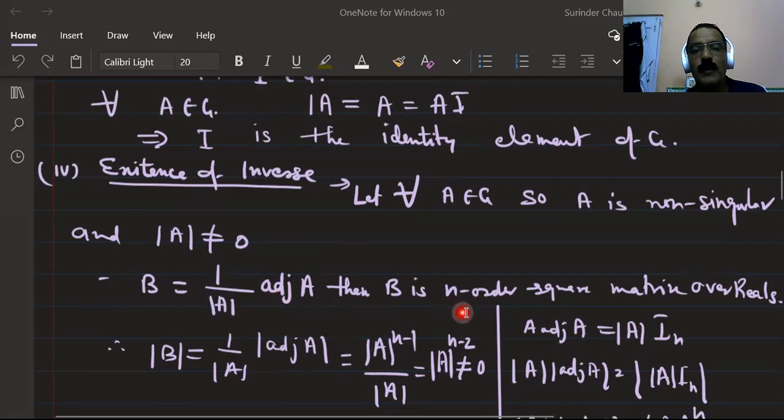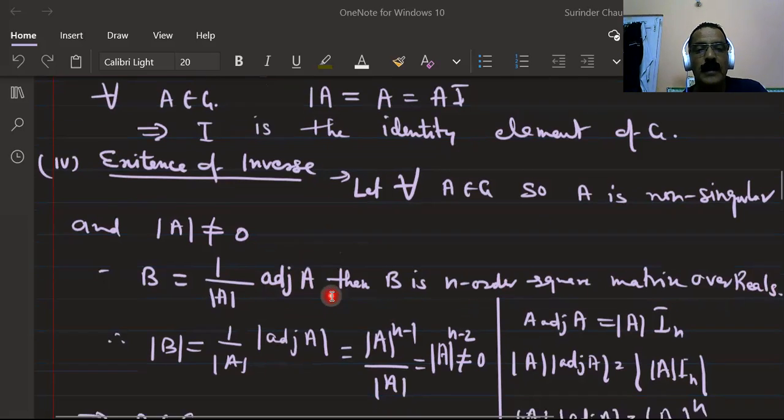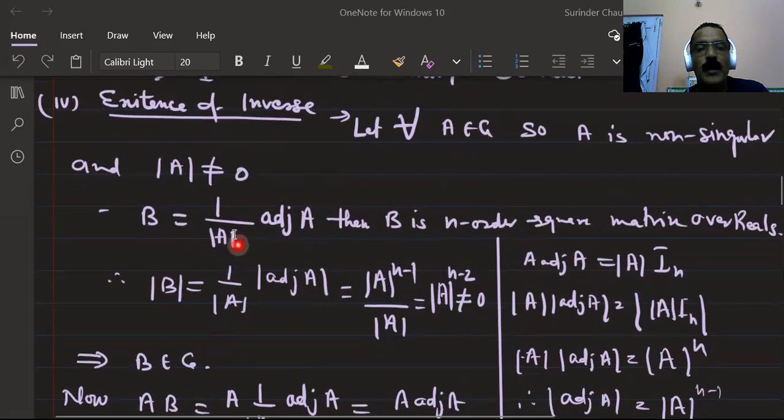The adjoint of A is the matrix obtained after replacing each element with its cofactor and then taking the transpose of that. So B is also a square matrix of order n. The determinant of A is a real number. When you multiply a matrix by any real number, you multiply each entry by that number.